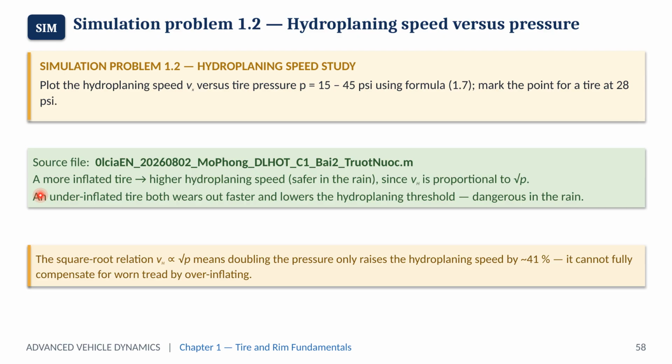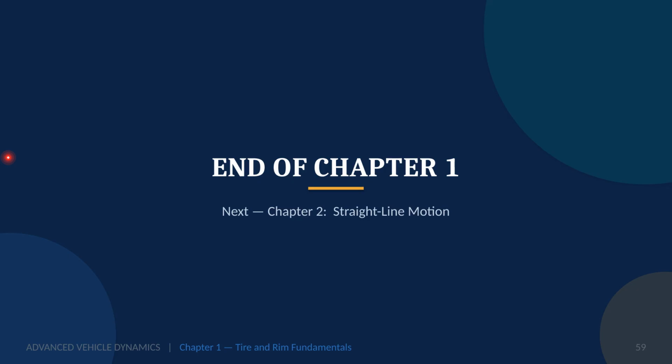But you must read the square root relation correctly. Doubling the pressure raises the hydroplaning speed by only about 41%. In other words, you cannot compensate for worn tread by overinflating. That is the end of Chapter 1. Please review the 15 questions and complete the 2 simulation problems. Chapter 2, coming next, will cover straight line motion of the vehicle. See you in the next chapter.